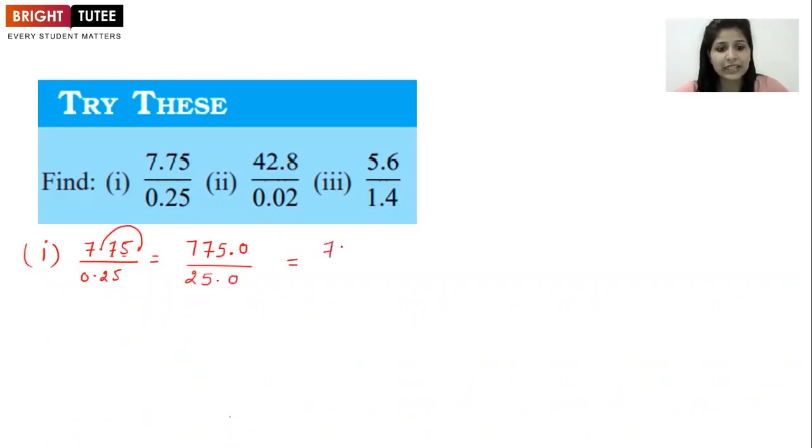We can write it as 775 divided by 25. Dividing this, we will get 25 3s are 75 and 25 1s are 25. So the answer to this question is 31.